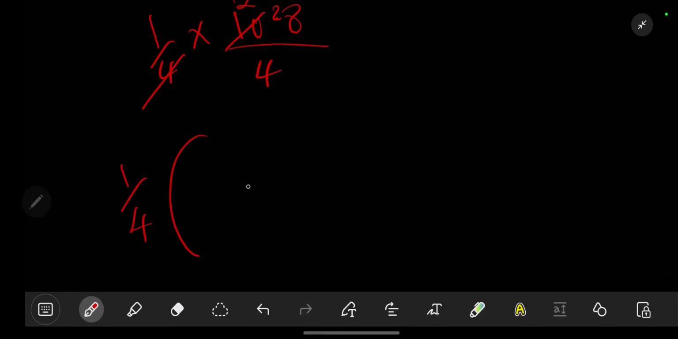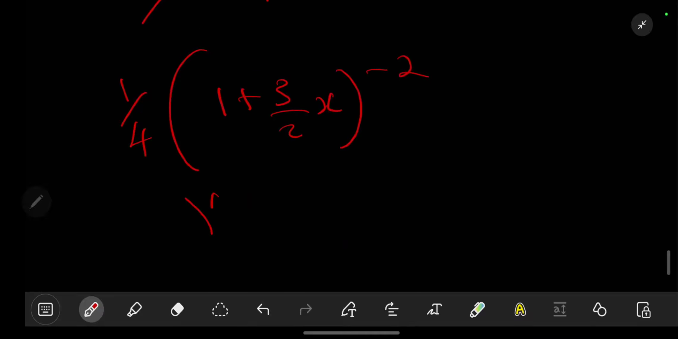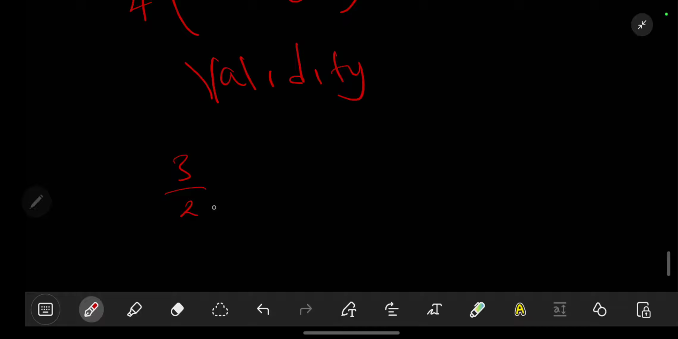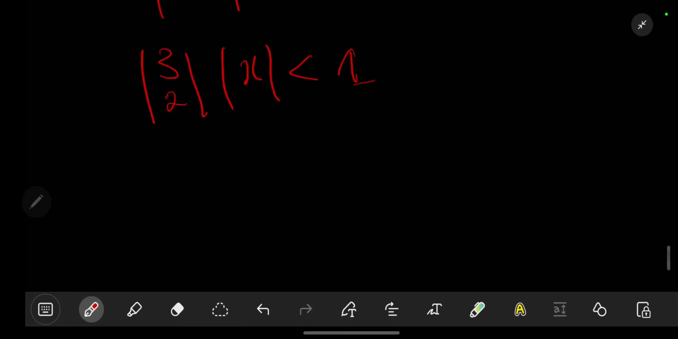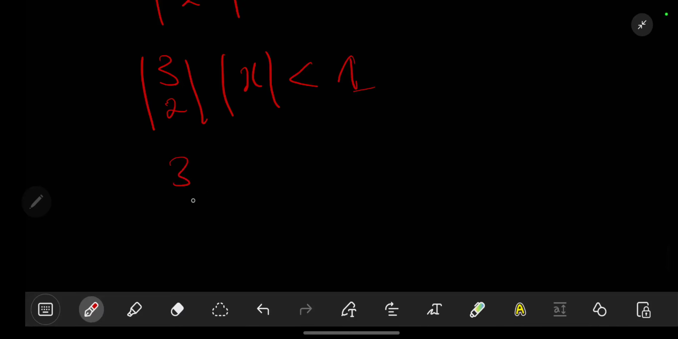So remember the equation, when we factorized it, it was 1, open brackets, 1 plus 3 over 2 x, to the power of negative 2. So for validity or interval, you get this. We have our 3 over 2 x. We put it in the modulus and say it should be less than 1. You split this, you are going to have 3 over 2 in one modulus and x in one modulus, less than 1. The modulus of 3 over 2 is 3 over 2, and the modulus of x is less than 1, like that.